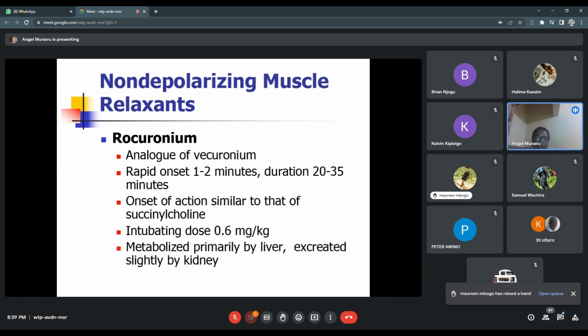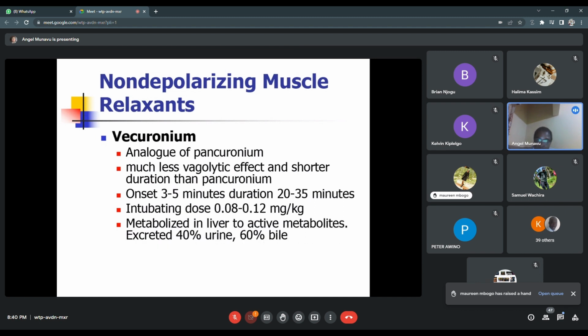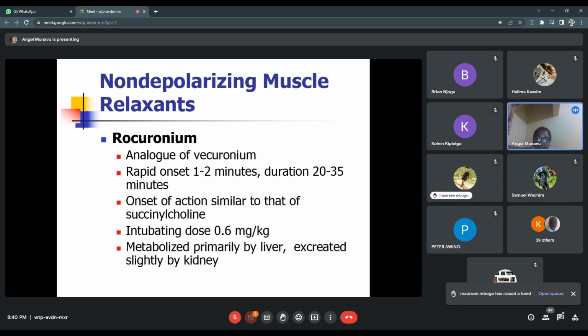Then we have another aminosteroid, which is rocuronium. Again, this one is an analog of vecuronium. It has a rapid onset of action, which is 1 to 2 minutes. Remember, these others have 3 to 5 minutes. So this one has a faster onset of action. The duration is 20 to 35 minutes.